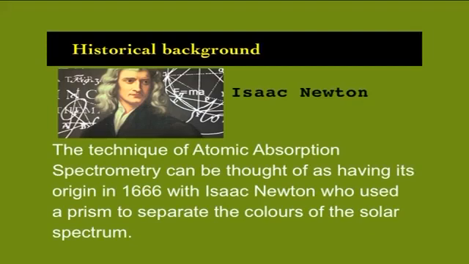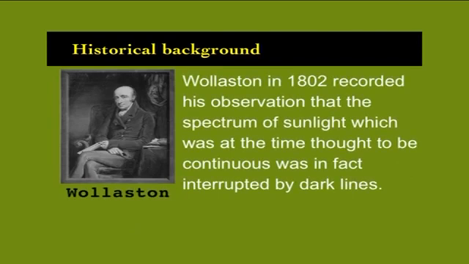Moving on to the second module, historical background. The technique of atomic absorption spectrometry can be thought of as having its origin in 1666 with Isaac Newton, who used a prism to separate the colors of the solar spectrum. Watson in 1802 recorded his observation that the spectrum of sunlight, which was at the time thought to be continuous, was in fact interrupted by dark lines.